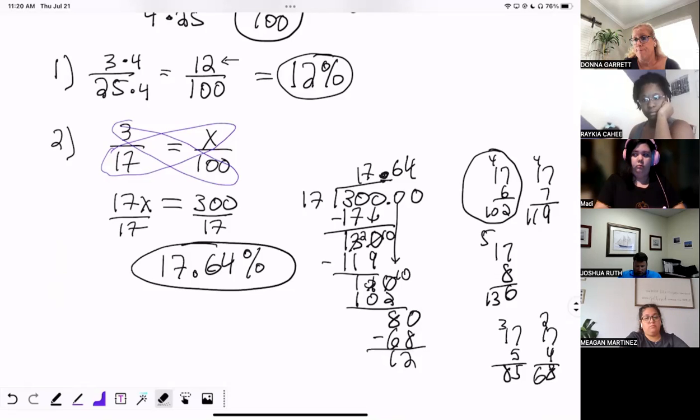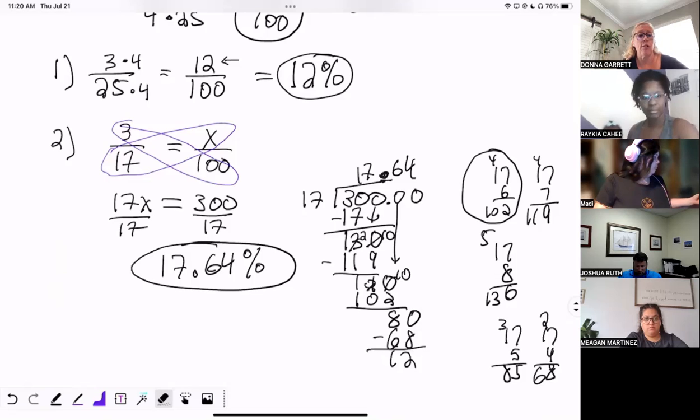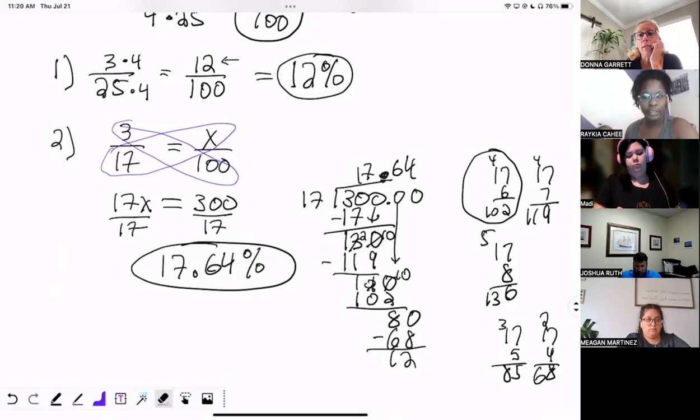Questions? Anything? It's pretty cool that they're all related. Percent, decimals, fractions, ratios, all related. Definitely, because percents don't have to be a whole number. They can be a decimal percent. But you still gotta put it over 100.